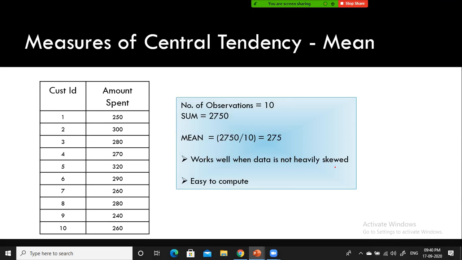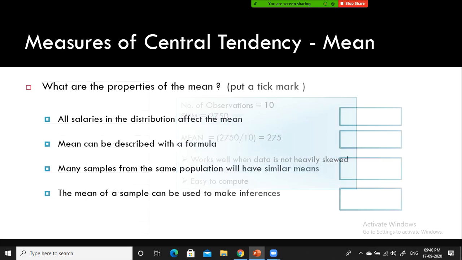It works well when data is not heavily skewed. I'm going to highlight this one. If the data is heavily skewed, if the data has outliers, please do not use mean.